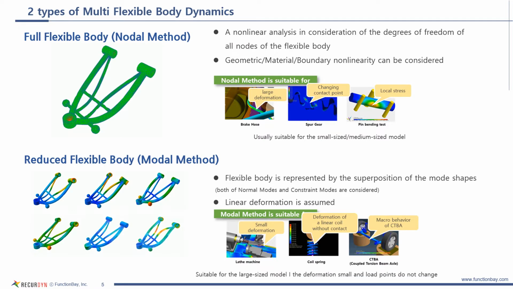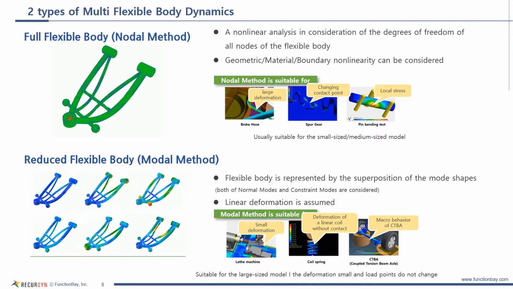These multi-flexible body dynamics can be classified into two categories. The first one is the nodal method using a full flexible body. With this nodal method, it is possible to perform a nonlinear analysis in consideration of the degrees of freedom of all nodes of the flexible body. Nonlinear analysis includes geometric nonlinearity, such as large deformation of hoses, material nonlinearity, such as plastic material, and boundary nonlinearity with a contact or varying load points.